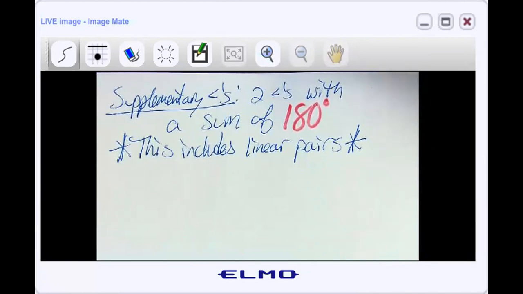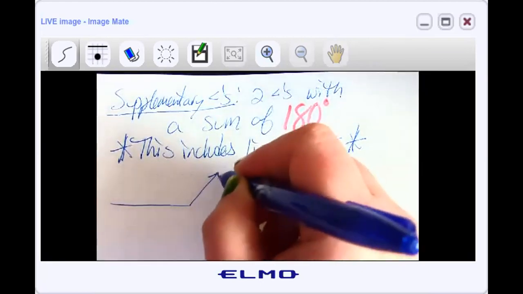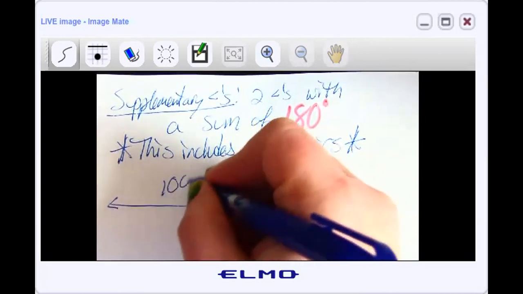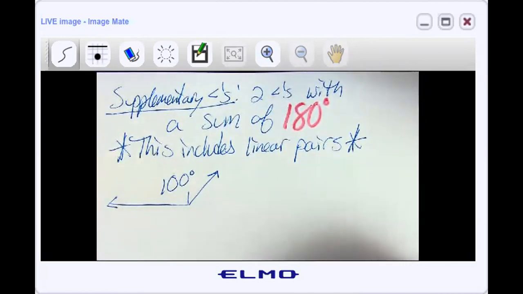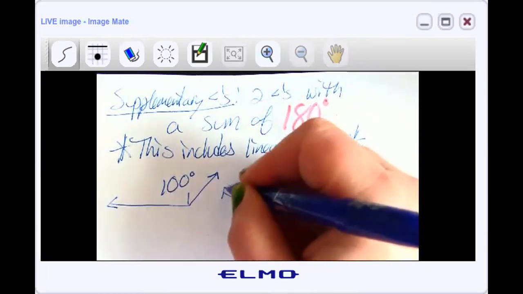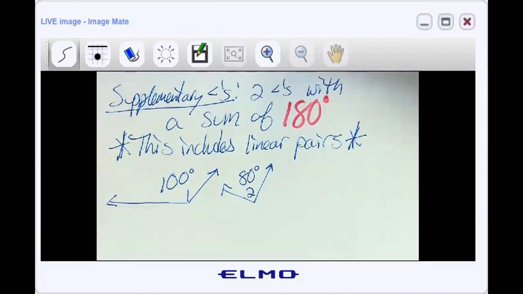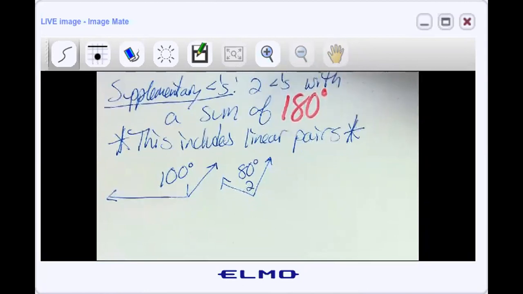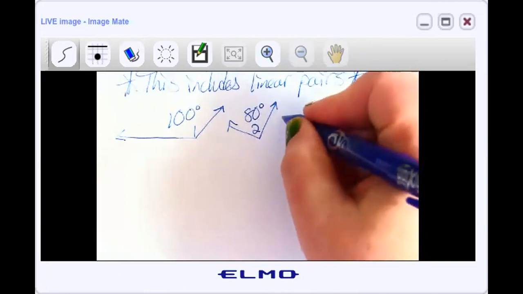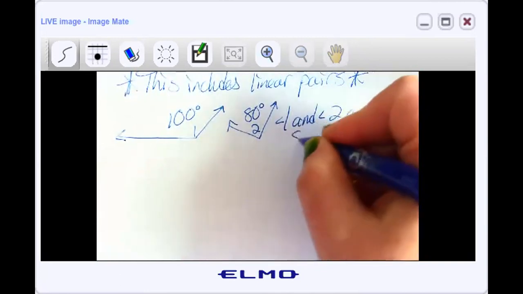It's kind of neat. So let me draw you a couple of different ones. So here's a pair that are not adjacent, that are not a linear pair, but still have a sum of 180. Here's angle 1, which has a 100-degree angle. And then maybe I have angle 2 over here. And I note that it has an 80-degree measure. So those two angles definitely have a sum of 180, because 100 plus 80 is 180. Great. So angle 1 and angle 2 are in fact supplementary.